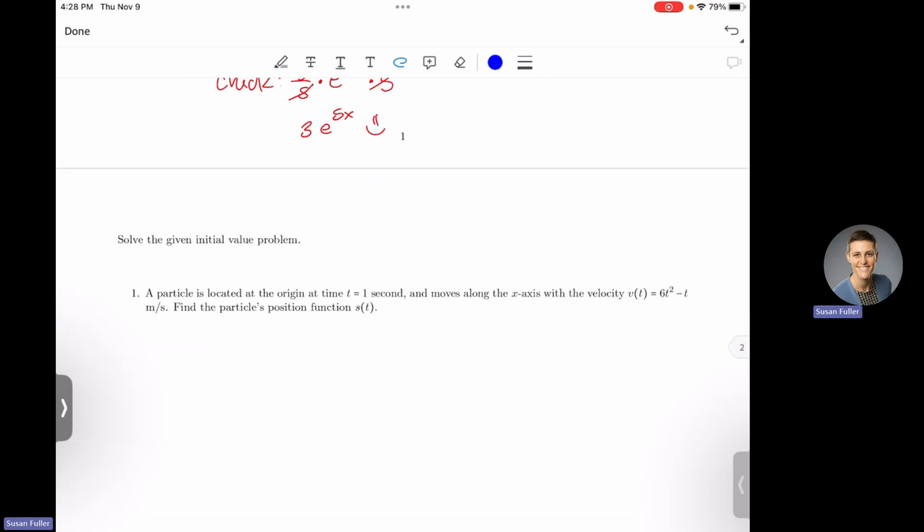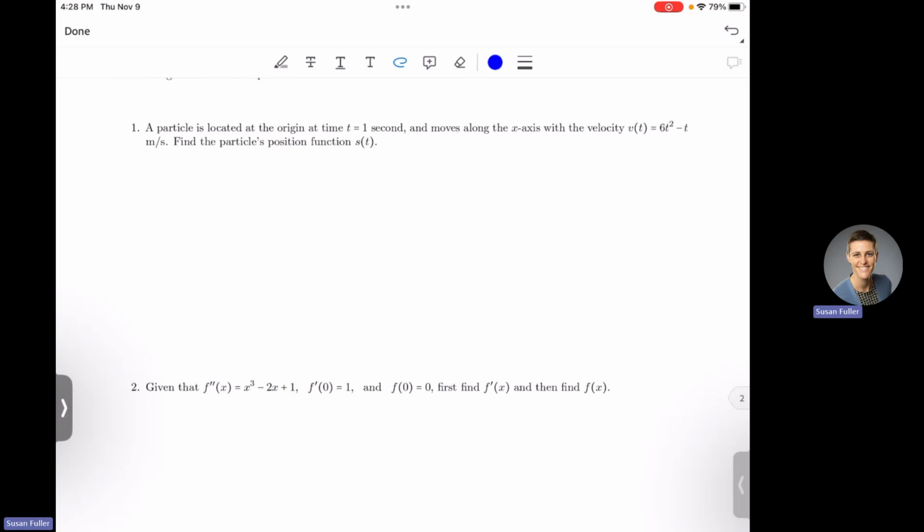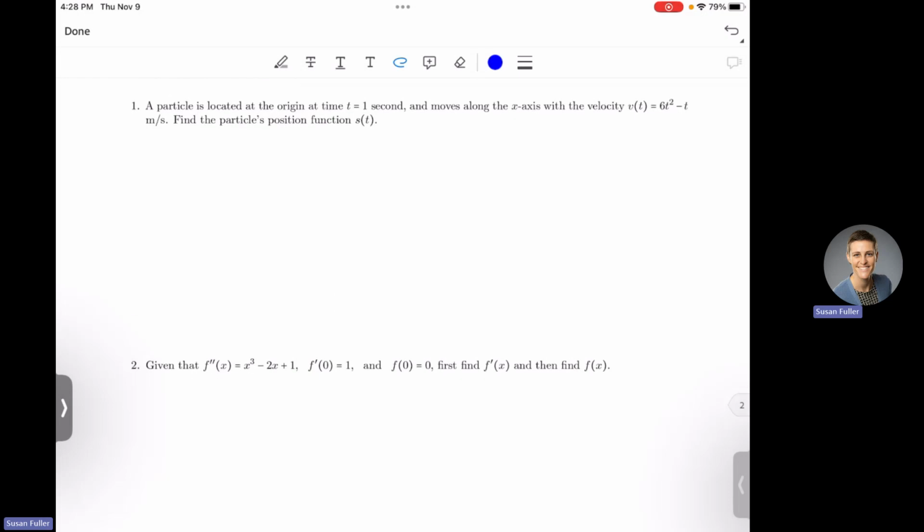All right, and then we have a couple of initial value problems in here. I'll rock through these with you as well. We didn't get to initial value problems in class. I made a second video for you about that, so this will help you. If you haven't watched that yet, you may want to go ahead and do that. But an initial value problem is when we are looking for an antiderivative and we have an extra piece of information that allows us to solve for a specific value of c.